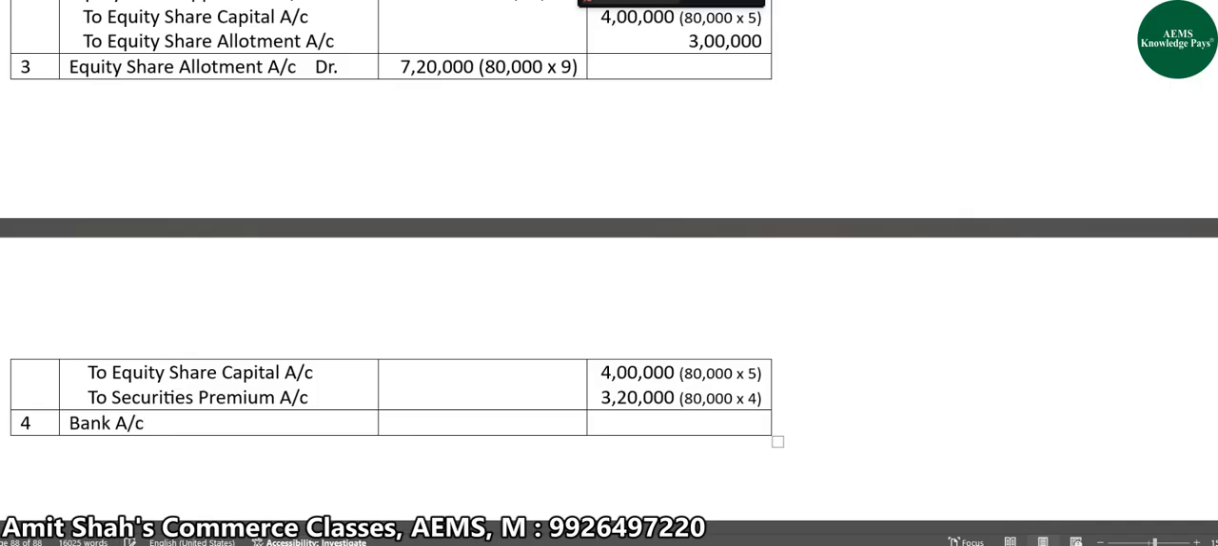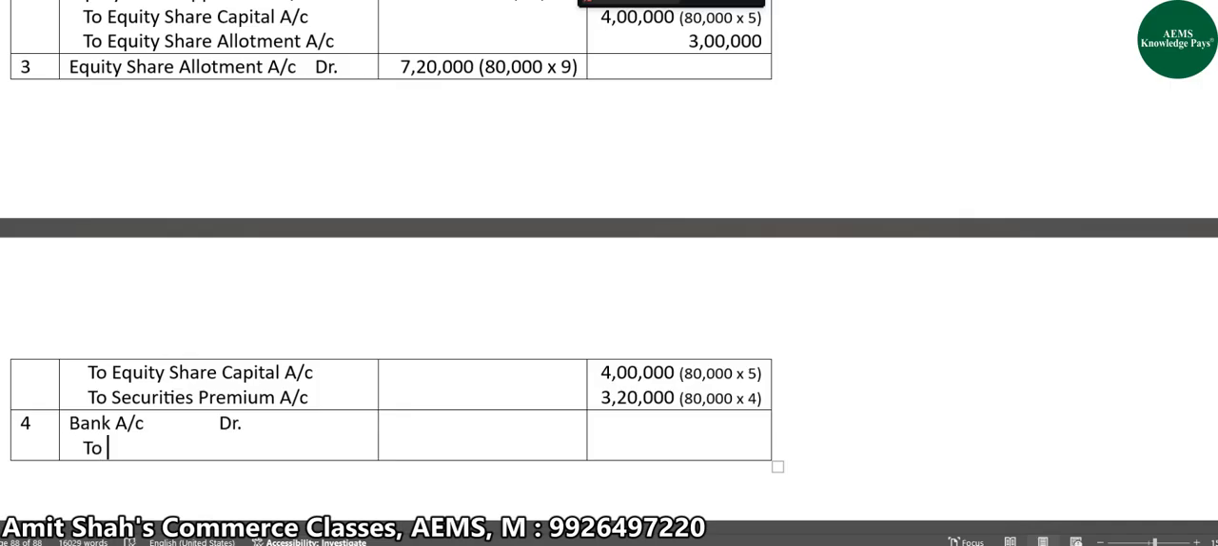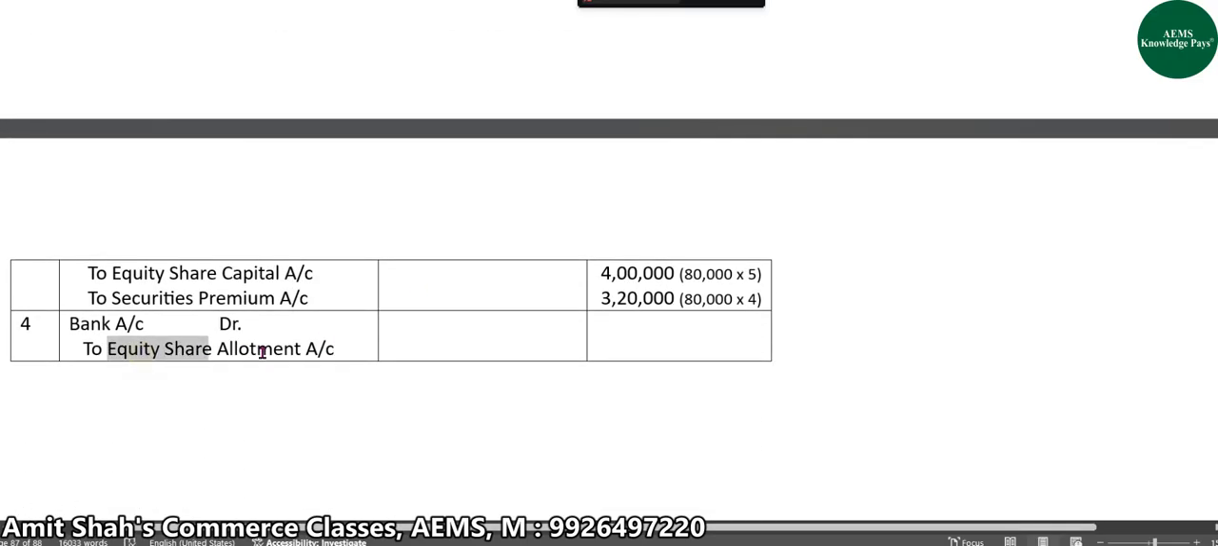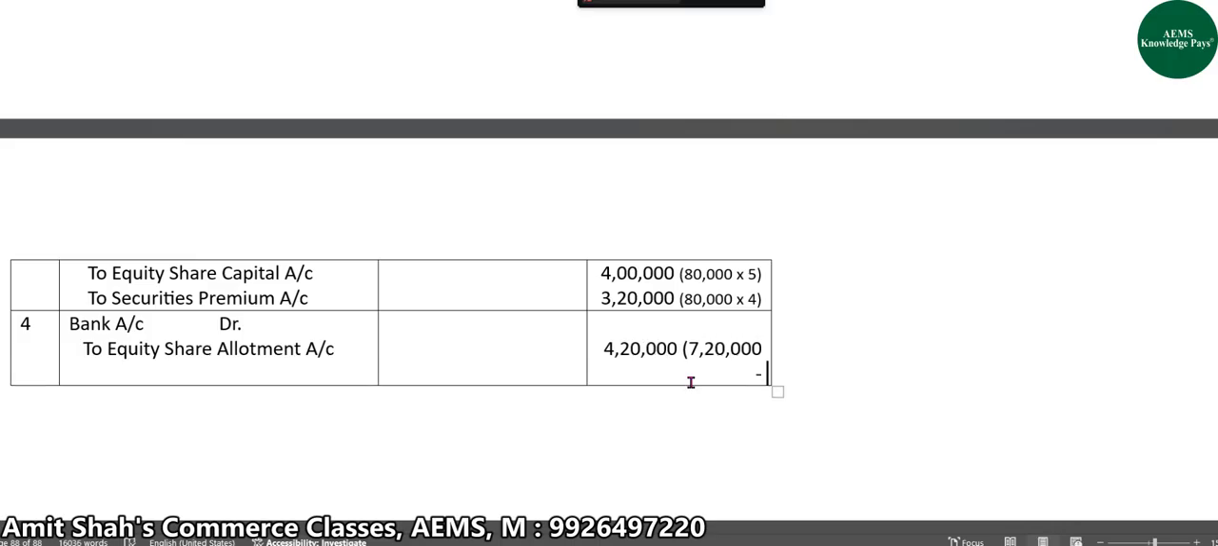The fourth journal entry would be for receipt of allotment money. For that, we debit bank account and credit equity share allotment account. Now, if you see in equity share allotment account, the debit amount is 7 lakh 20,000 and the credit amount is 3 lakhs. It means the net debit balance in equity share allotment account is 4 lakh 20,000, because the debit side is more than the credit side. So there is a debit balance of 720 minus 3 lakhs, that is 4 lakh 20,000, with which the allotment account would be created here. This is the net amount that we require on allotment from all the shareholders. 720 minus 3 lakhs.